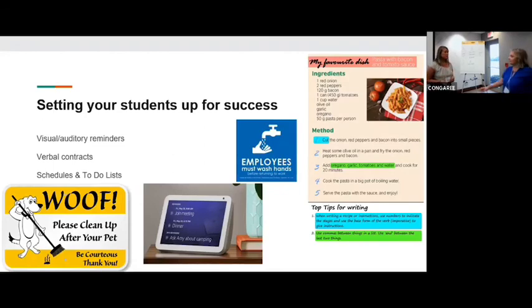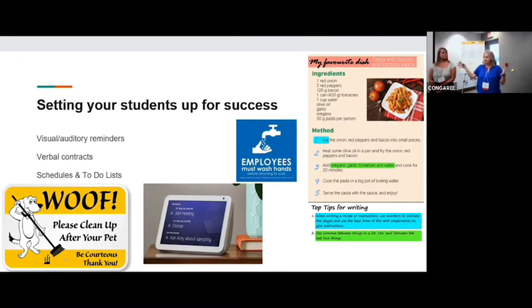Those were just some examples of visual and auditory reminders that we all use. Unfortunately, we have to use the Alexa to remind us to feed our dog every night. He doesn't bark and he won't beg for food for whatever reason. So sometimes we have to do that, but I have that reminder. I've seen reminders reminding people to clean up after their pets. Employees have to wash their hands. These are things that we all have out for neurotypical people every day out in the community.